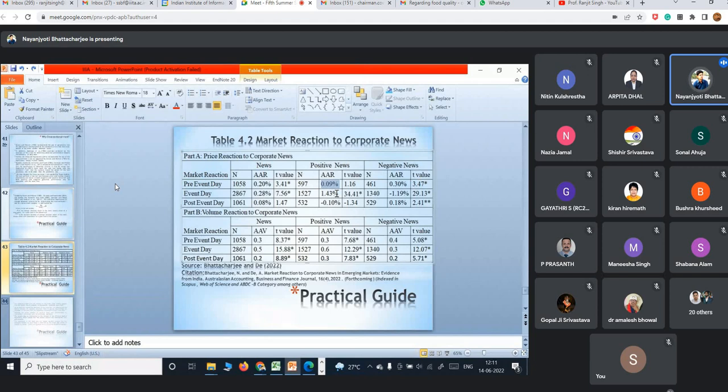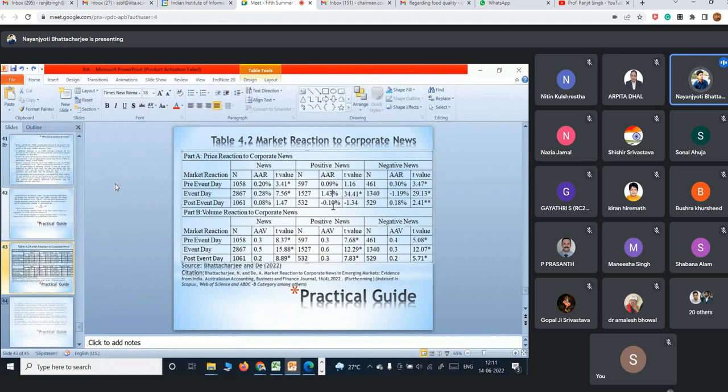Now, with regard to the nature of the reaction, underreaction or overreaction, what we see on the event day is a positive price reaction, but on the succeeding day, that means the post-event day, there is a negative price reaction, but apparently this is not statistically significant. So the interpretation is there is some indication of what you can call overreaction. Please note, overreaction is reversal of the initial price reaction. So the initial price reaction is positive. On the next day, we see a negative reaction. So perhaps markets overreact to positive news.